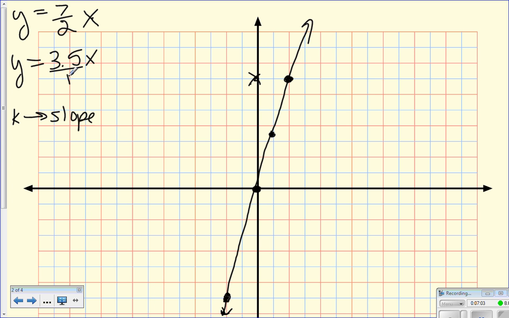So let's talk about the meaning of this. I could either go up 7 and right 2, or up 3.5 and right 1. This 3.5 is called the unit rate of change because it's over 1. So to understand what that might mean, if you remember yesterday we were talking about the miles and hours, this might be 7 miles in 2 hours, which is, guess what, 3.5 miles per 1 hour. Well, that would be very, very slow. That doesn't make as much sense.